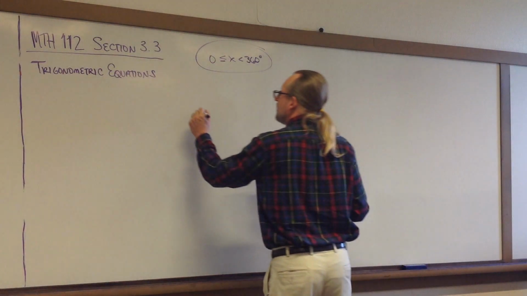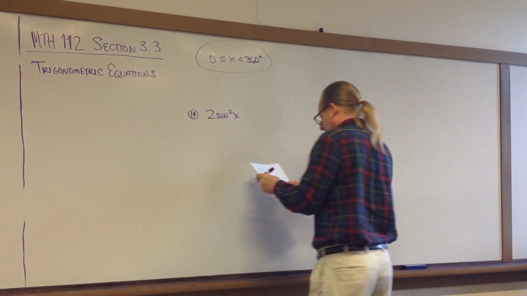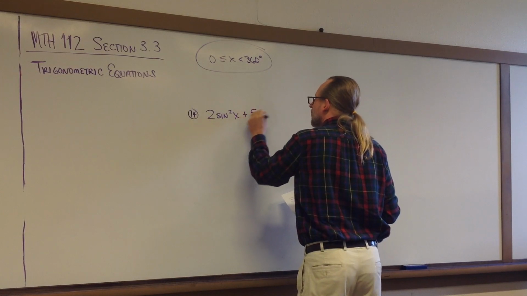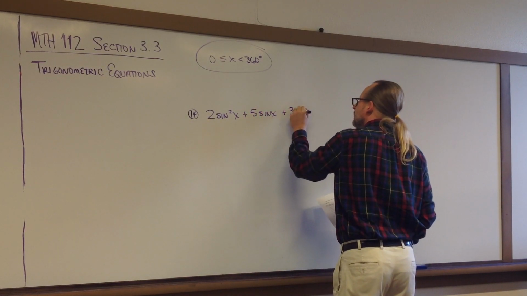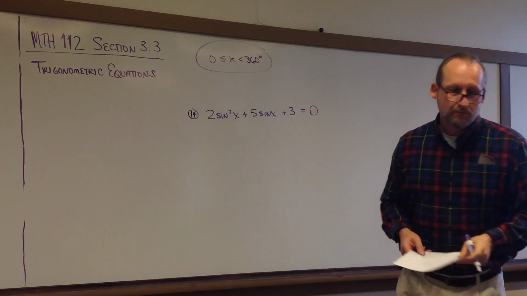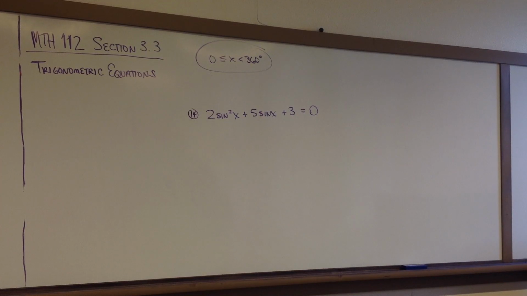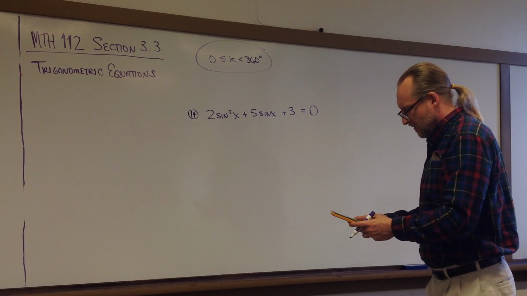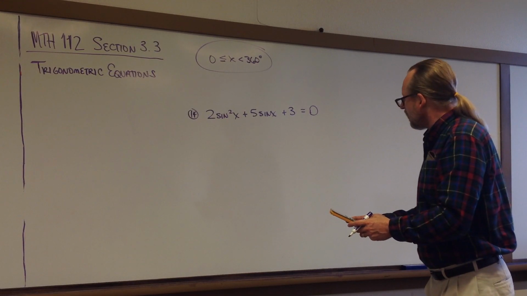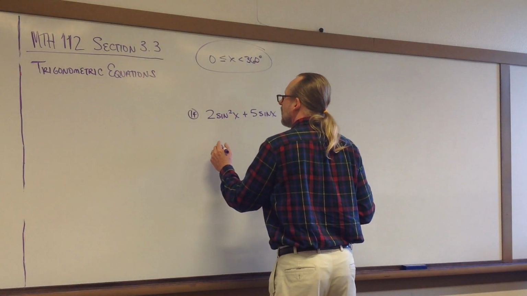Problem 14, 2 sine squared x plus 5 sine x plus 3 equals 0. Okay, let's see. I don't think this one is factorable, but it doesn't matter. I'm going to use the quadratic anyway. Or, oh yeah, I guess it is, isn't it? Yeah, it is. Okay. So what do we get here?